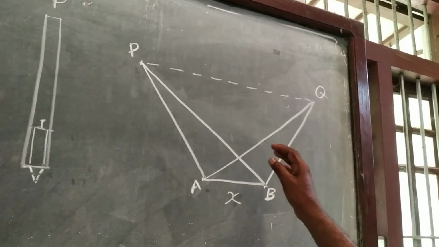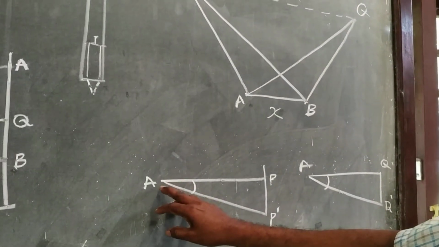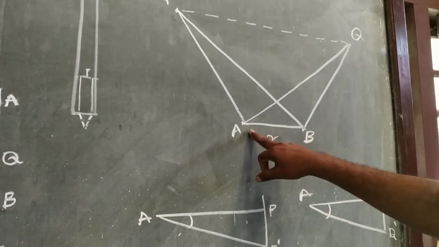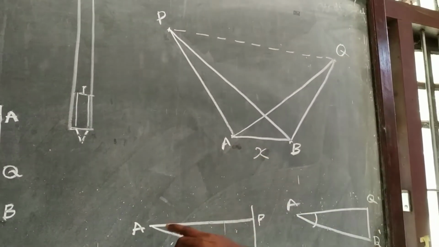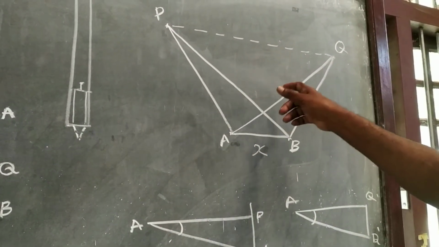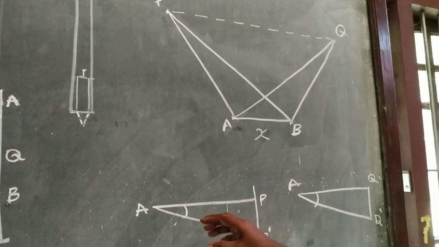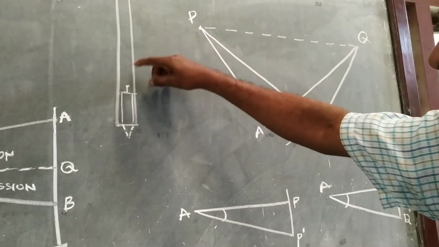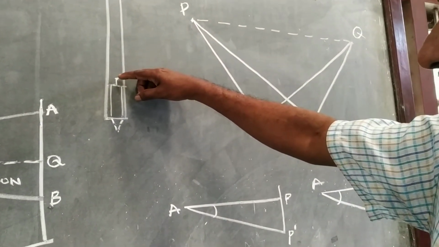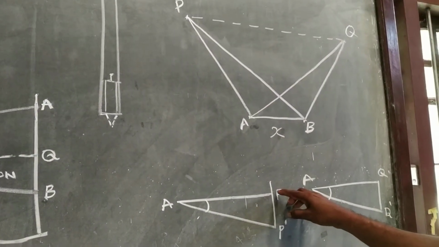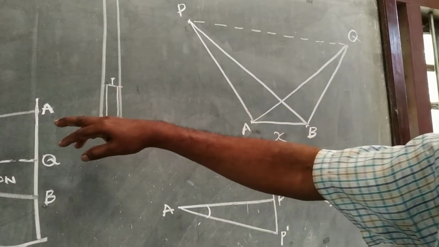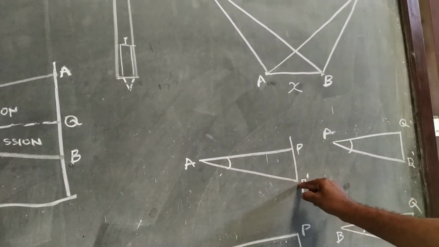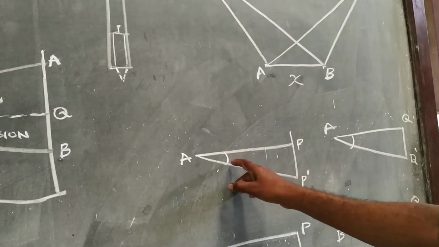So the problem is, we have the first station point A, and the additional reading is only this. We look through point P, and there a nail is there, and in angle of depression mode, you get a reading from here, the angle of depression reading.